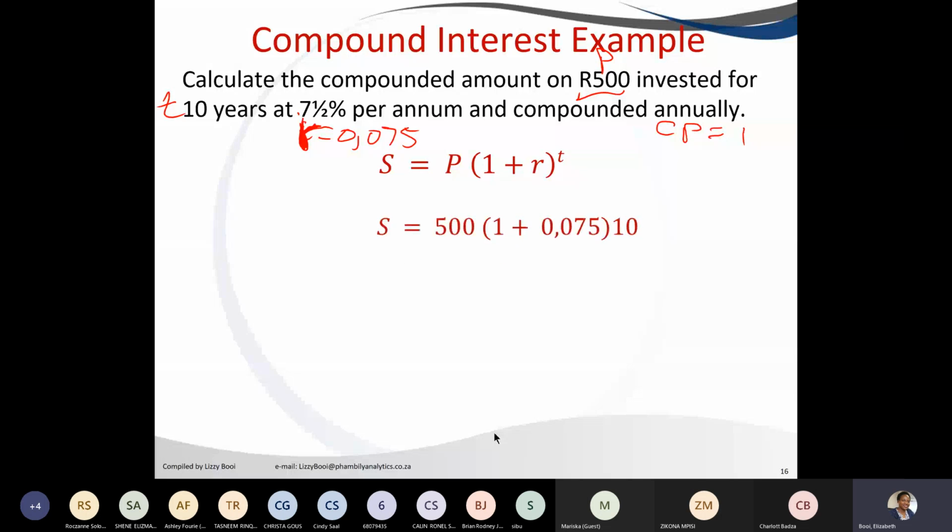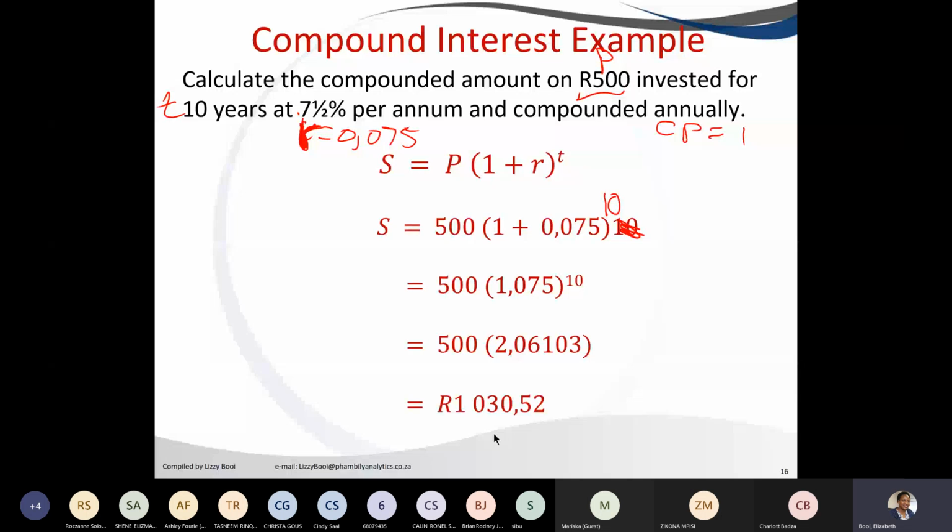Substituting into the formula, 500 times (1 plus 0.075) to the power of 10. And when we solve the equation, we get inside the bracket first, 1 plus 0.075 is 1.075 to the power of 10. And we solve the power, which gives us 2.06103, times 500. And we get the answer of 1030.